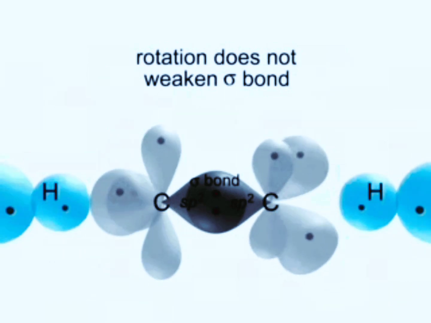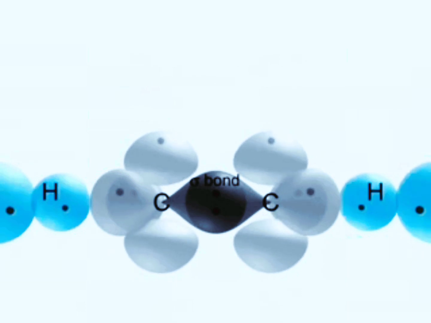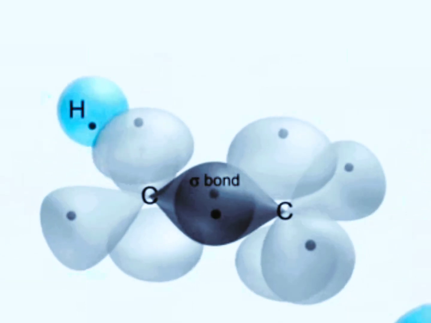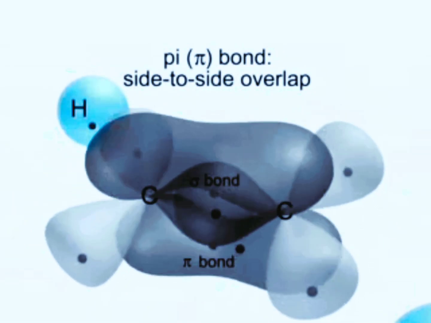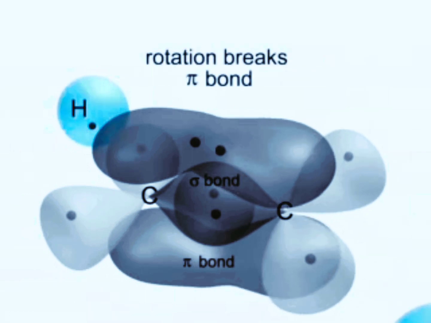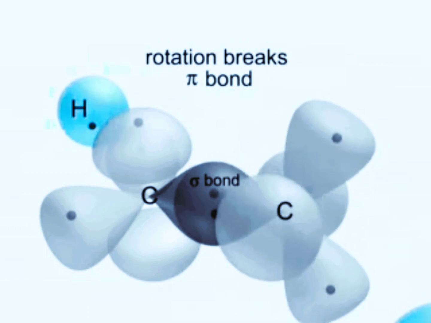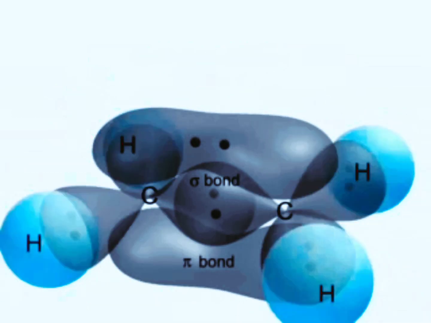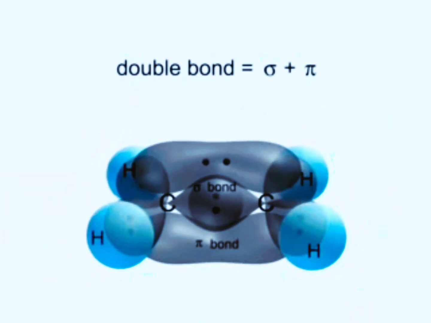Now, focus on the 2 parallel 2p orbitals. By substituting accurate representations of 2p orbitals, you see that they can easily overlap side to side. This results in a pi bond, one that is not symmetrical along the line between the nuclei. Most importantly, it is weakened, and in fact breaks, by rotation of one atom with respect to the other. Thus, a double bond consists of 1 sigma and 1 pi bond. In the ethylene molecule, 4 H atoms overlap the 4 other carbon sp2 orbitals.